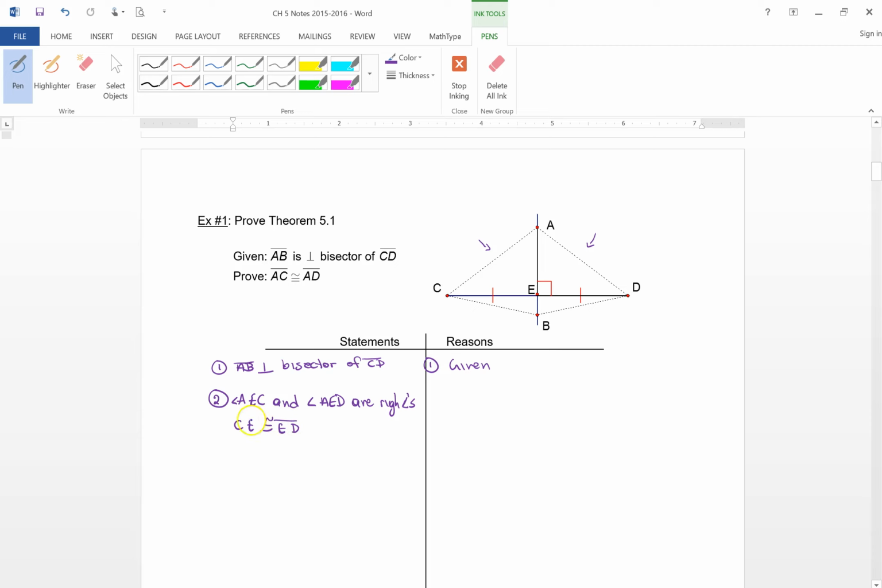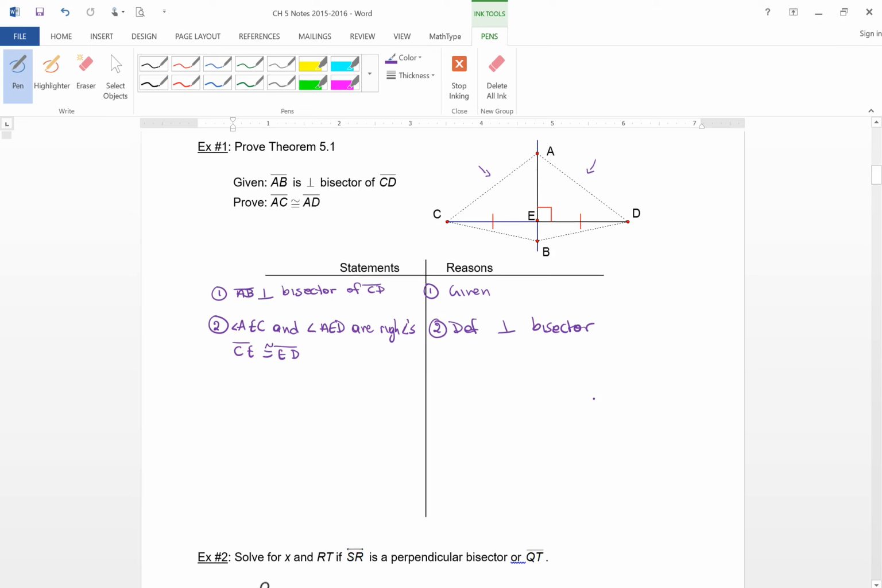Now, watch carefully. This is kind of cool. I can combine both of these in one step because the reason for both of these is the same, and that's the definition of perpendicular bisector. Perpendicular bisector gives you two statements: one is that the angle is 90 degrees, and two, that the sides are congruent.